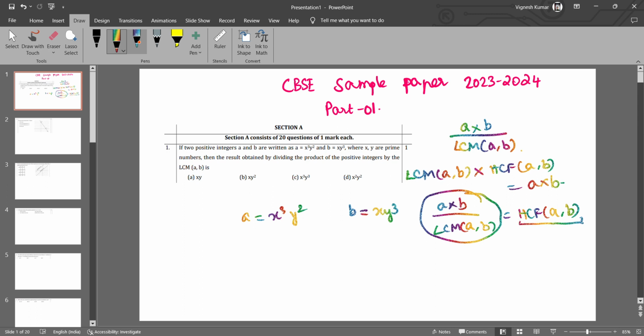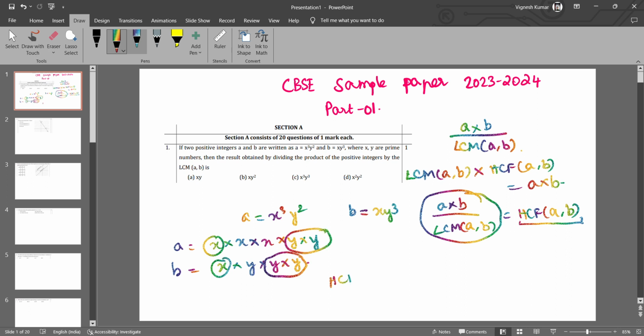So how can we find the HCF? a is equal to x into x into x into y and b is equal to x into y into y into y. So we have one x as common and one y common here. So we have HCF of a, b is equal to xy², which is the required answer.